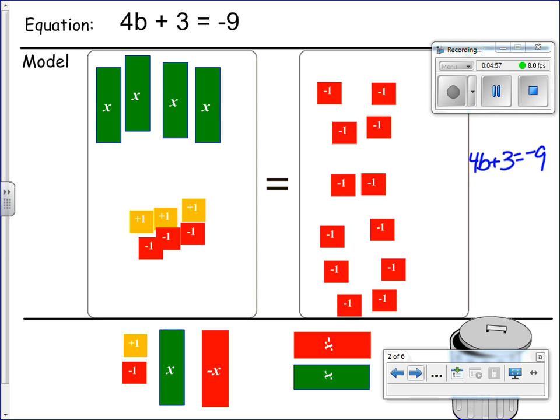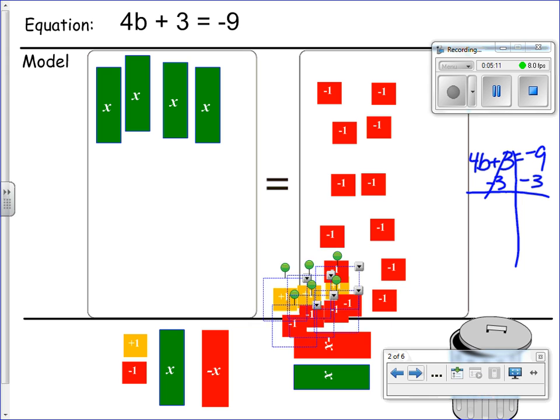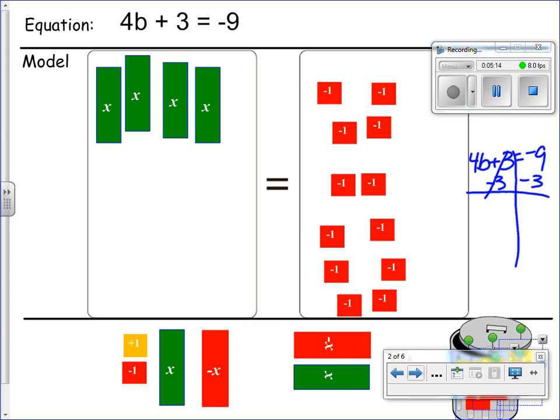All right, let me go ahead and show that mathematically. I added -3, or I'm subtracting 3. Either way is correct. Those cancel. Remember, these are our zero pairs. These go away, so they cancel out. -9 minus 3, I get 1, 2, 3, 4, 5, 6, 7, 8, 9, 10, 11, 12. -12. I just made my negative more negative. So I'm left with 4b equals -12.